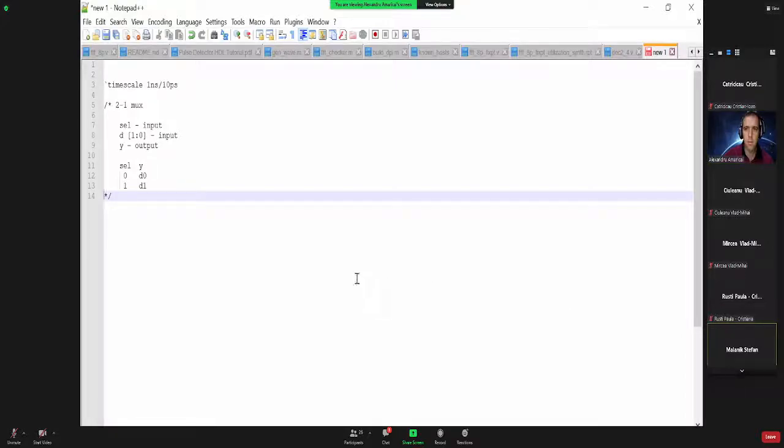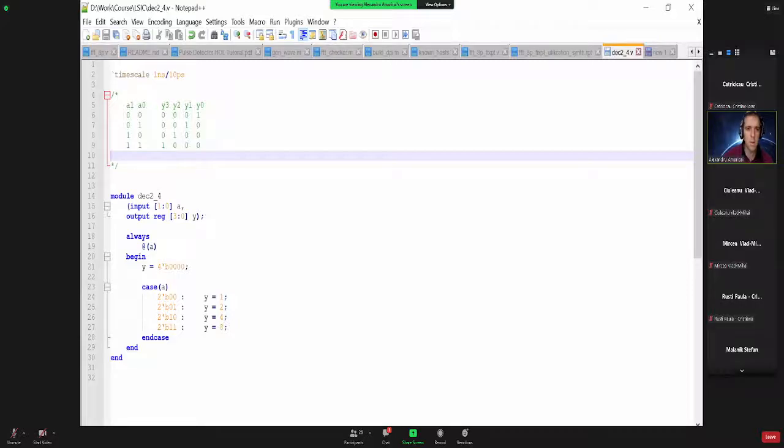I have a question. For the previous example of the decoder, the first assignment of Y, isn't it redundant because we cover all the cases? Well, in this case, it is redundant. I will give you an example of what happens if you don't initialize. When the code grows bigger, you may not cover all the cases. For this case, it doesn't matter.